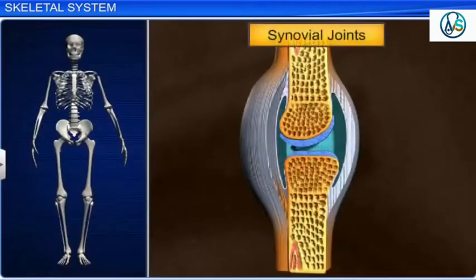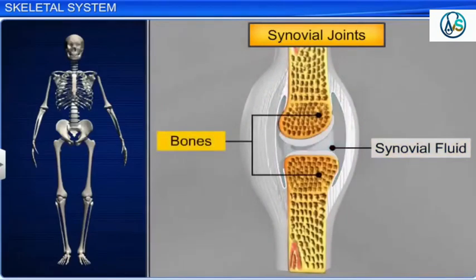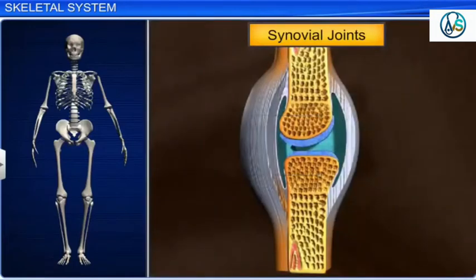The last type is the synovial joint, which is characterized by the presence of a lubricating fluid called synovial fluid filled in a synovial cavity between the articulating surfaces of the two bones. These joints allow a considerable degree of movement.